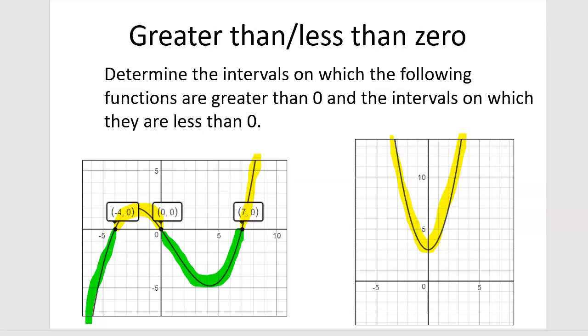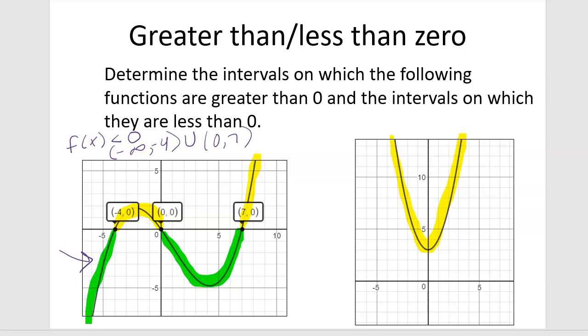Now we just have to write the intervals. So for f of x less than 0, that's the green part. That's when we were below. I have two green sections on this graph. So I would say -∞ to -4. That's this interval here. And I would put the union symbol, and then I'd write this one. So that would be 0 to 7.